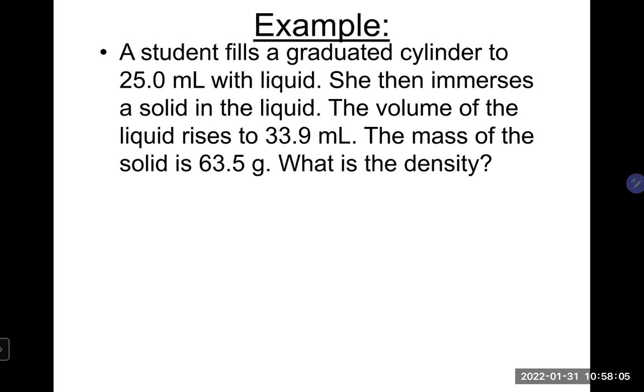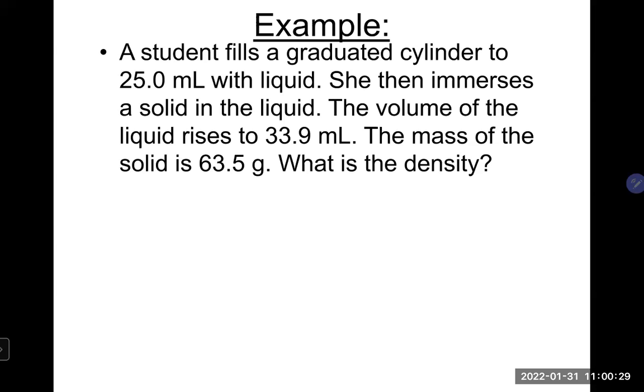All right, so why don't you give one a go here, see what you come up with. So take a minute or two. You fill a graduated cylinder with 25 milliliters of a liquid, drop in there a solid, the volume rises to 33.9, and the solid had a mass of 63.5. What is the density of the object?